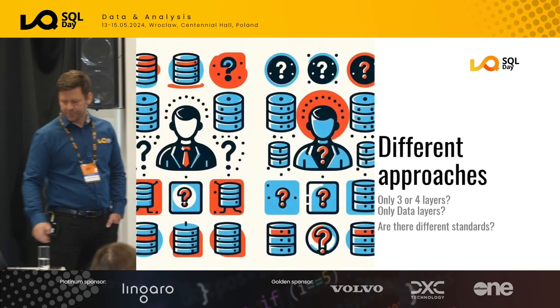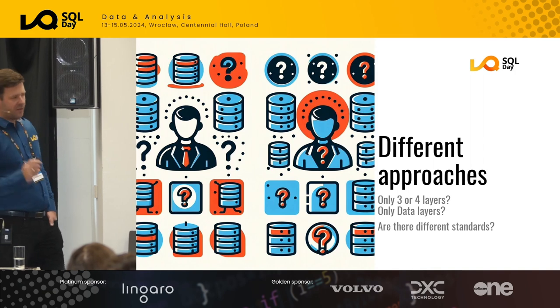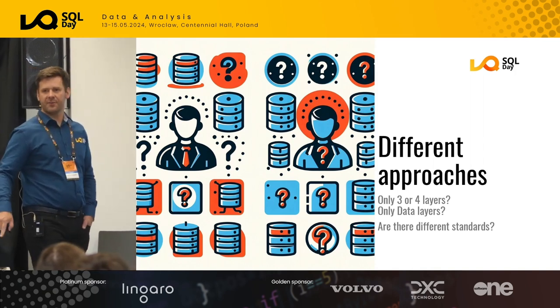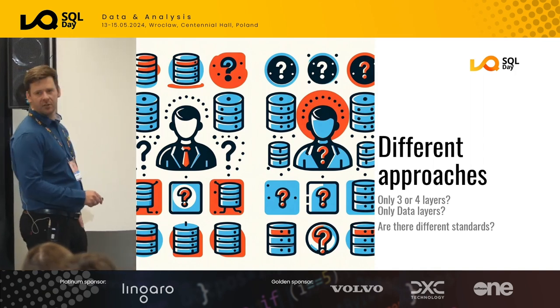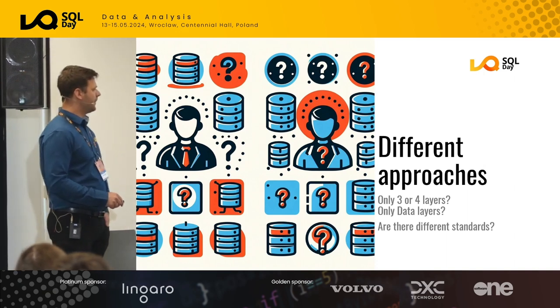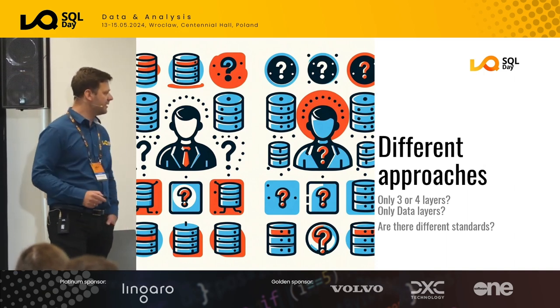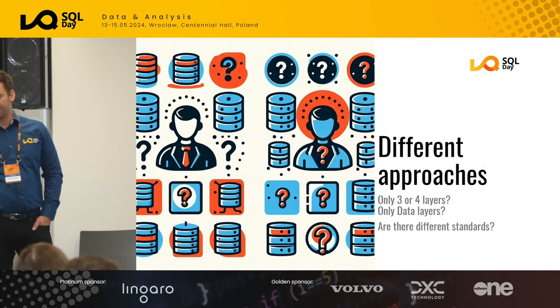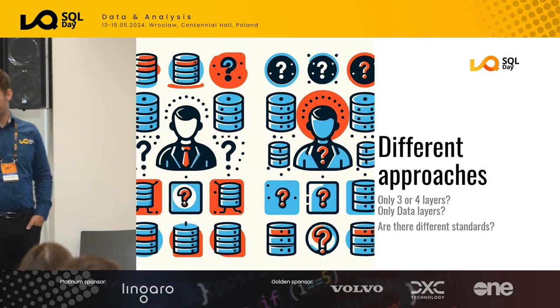So there are a lot of questions. One was, I think, on the application. Are there only three layers plus raw? Do we have only data layers? If we have machine learning initiatives, what are the different standards?